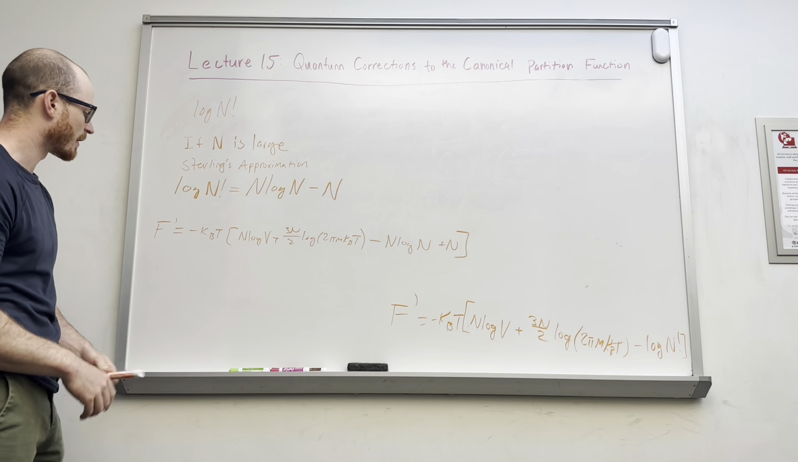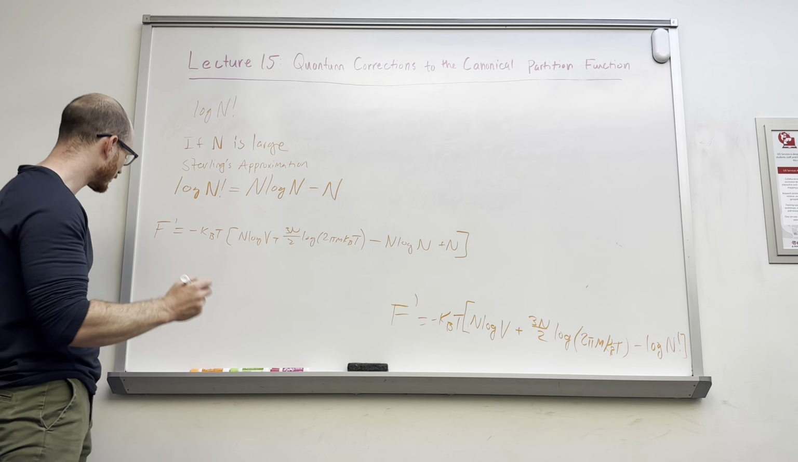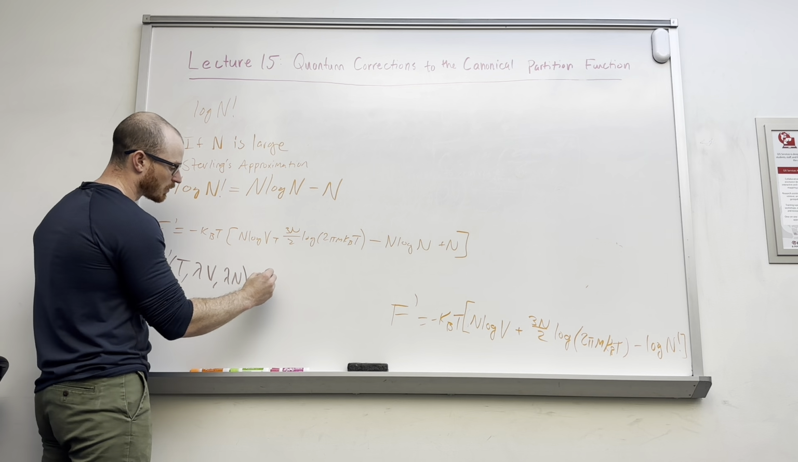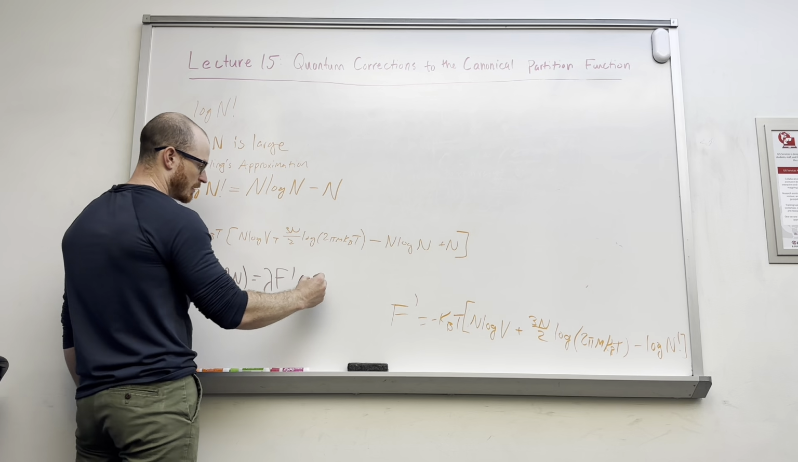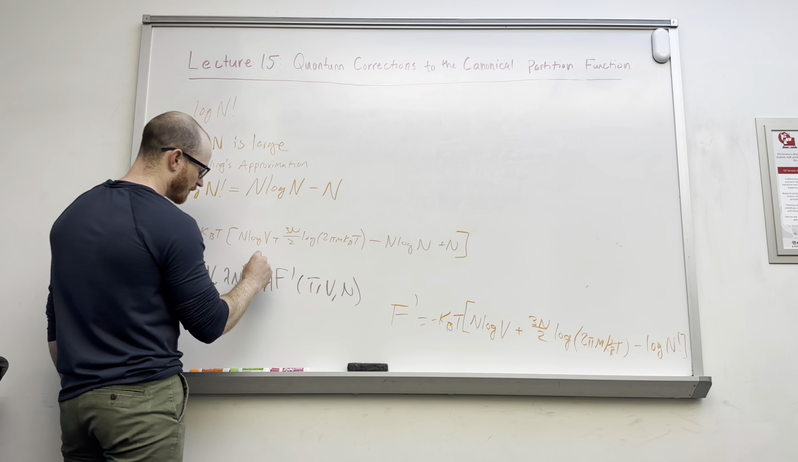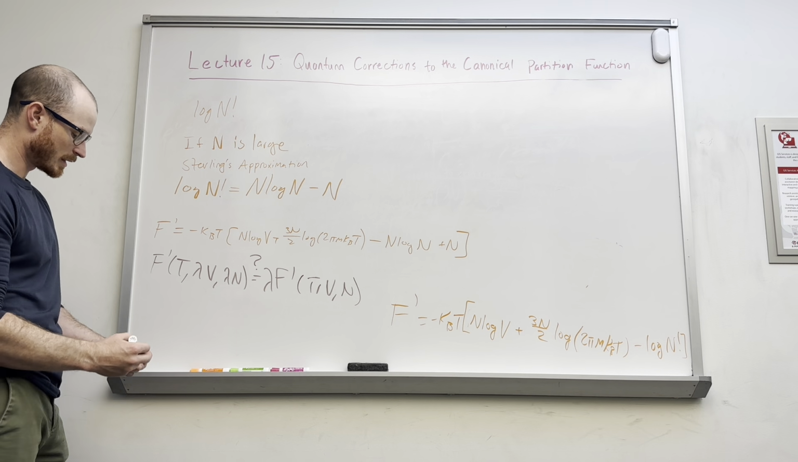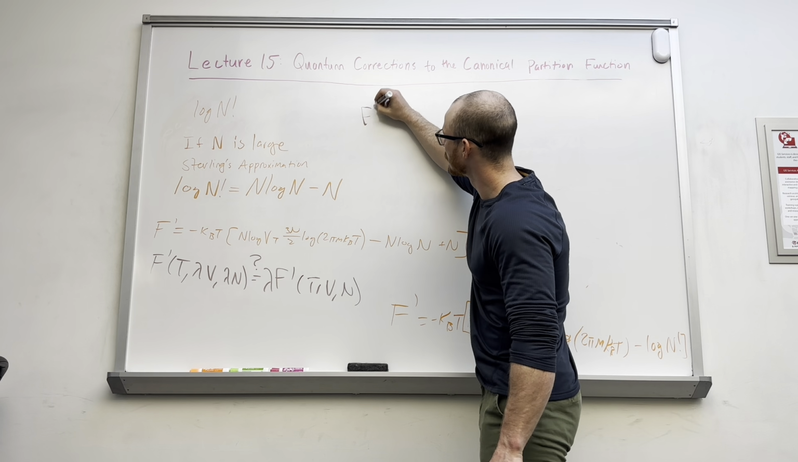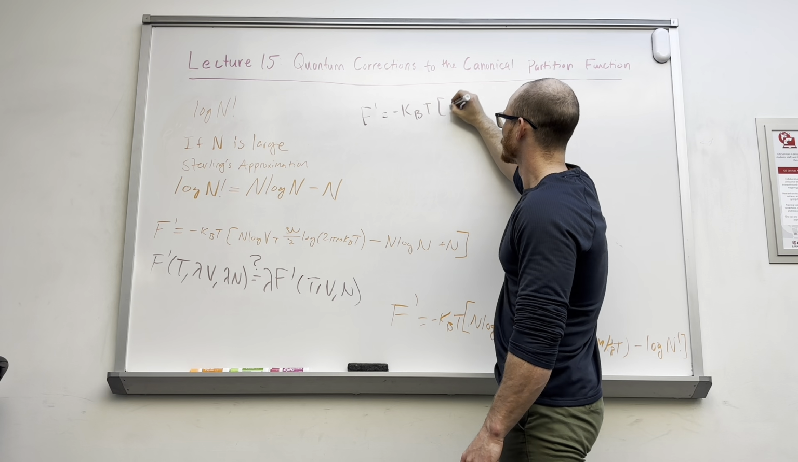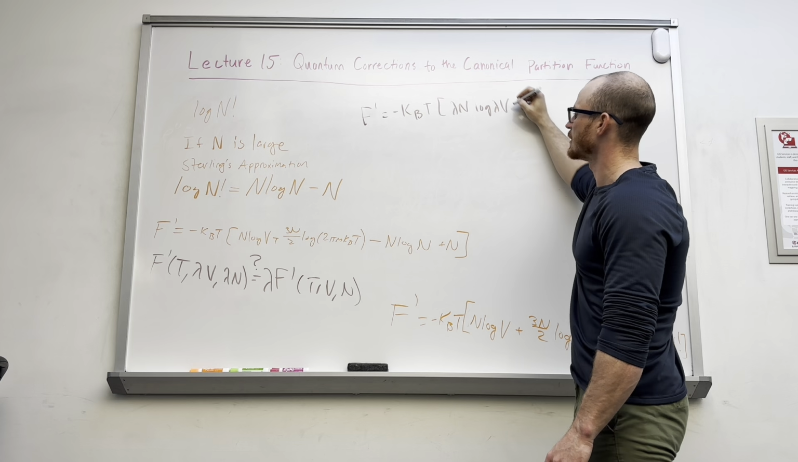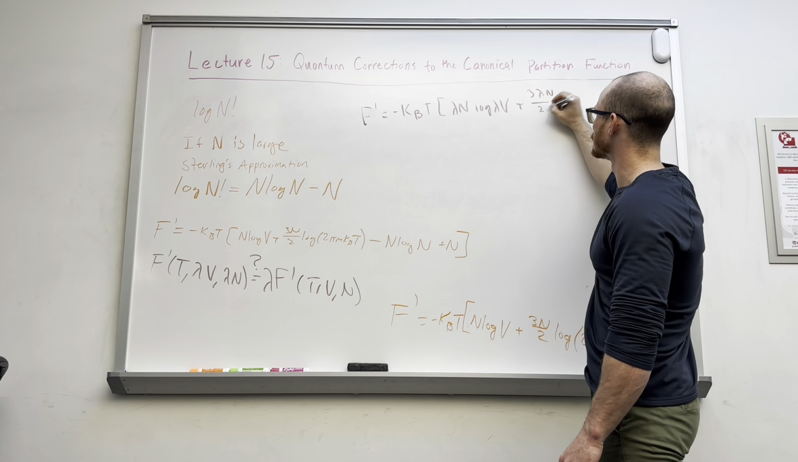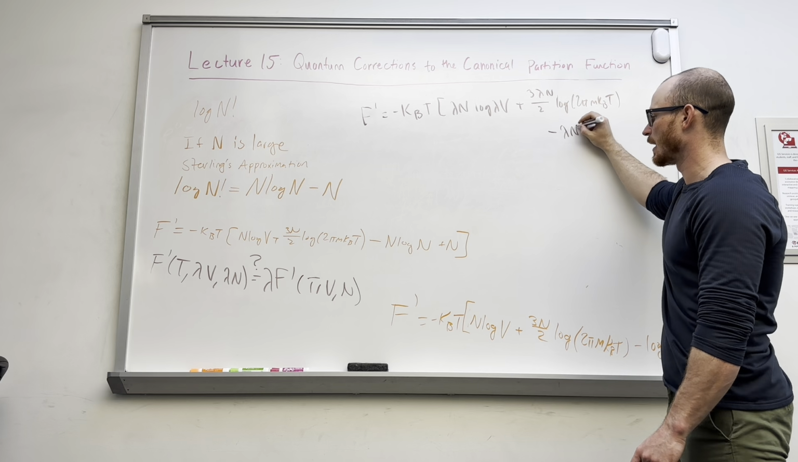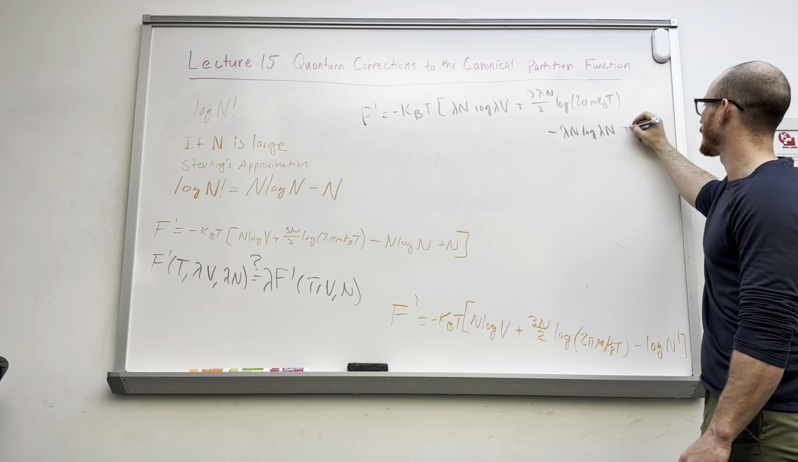So let's see what the consequences are. Let's check extensivity again. Let's check the condition that f prime of t, lambda v, lambda n is equal to lambda f prime of t, v, n. Let's see if that's true now. Well, all we need to do is substitute in lambdas every time we see an n or a v. So we have f prime is equal to minus kbt times lambda n log lambda v plus 3 lambda n over 2 log 2 pi m kbt, minus lambda n log lambda n plus lambda n.